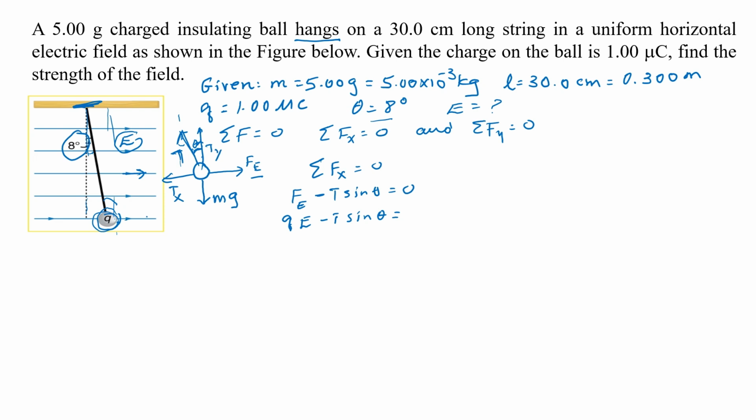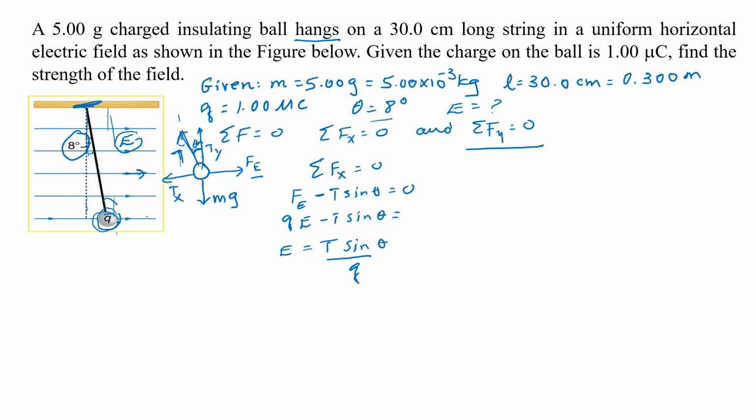Therefore, the electric field is going to be E equals T sine theta over q. Alright, so we know q, we know theta, but we don't know T. So how do you find T? Let's utilize the summation of all forces in the y direction.